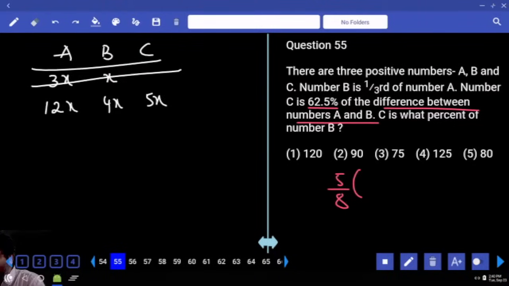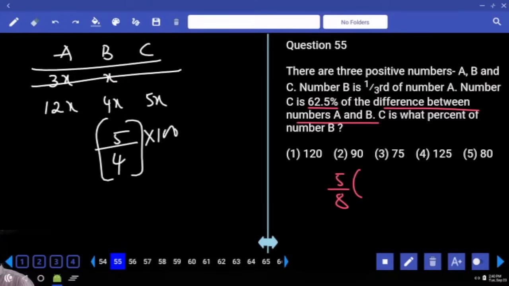Is that okay? Next. C is what percent of B? C is what percent of B? 5/4, 1/4, 125%, fourth option. Okay now?